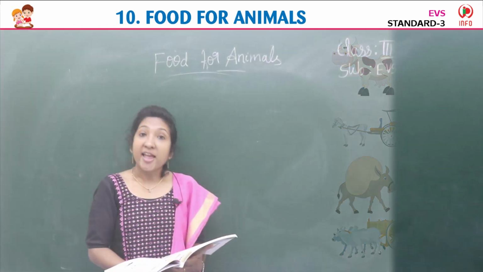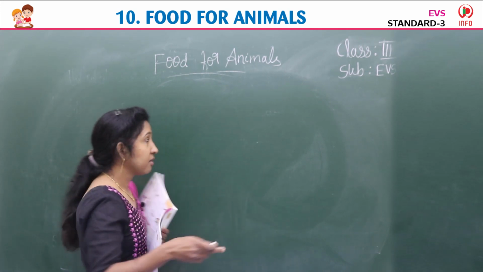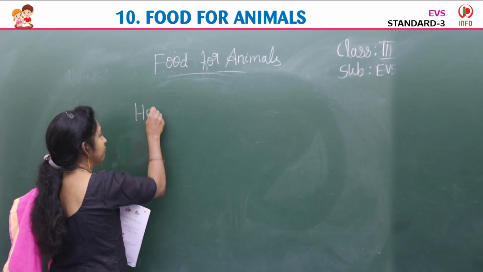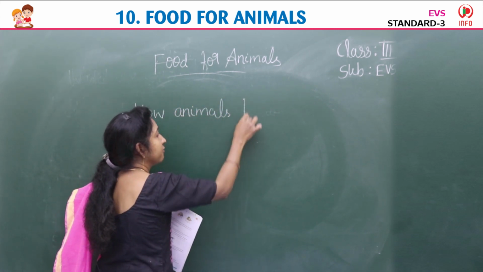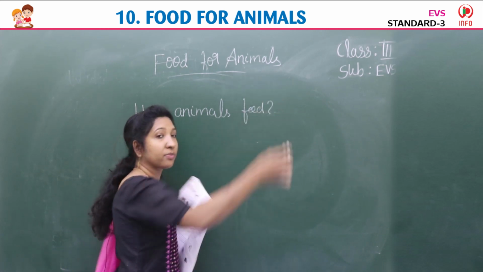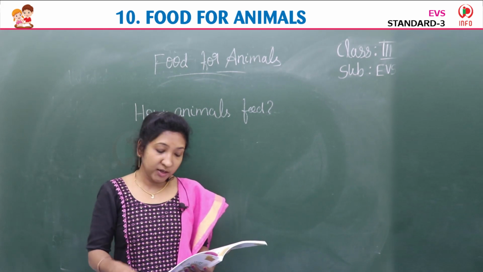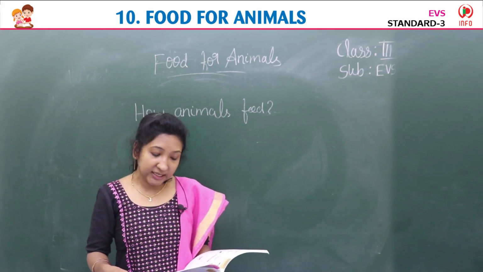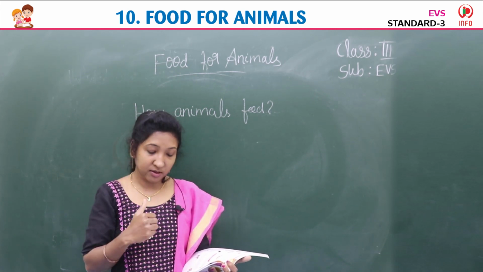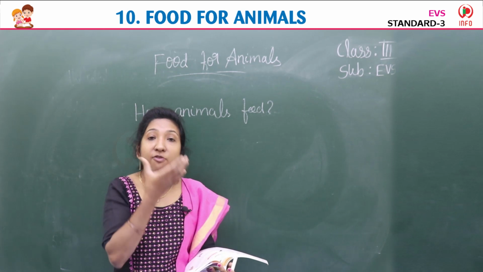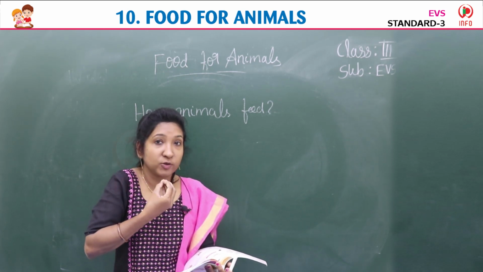Okay, children? Animals have different ways of eating food. How animals feed. The way of eating depends on the food that an animal eats. Okay? The shape of the mouth, the jaws and teeth of animals. Jaw means this part. This part is called jaws.